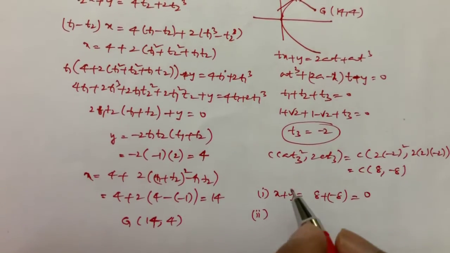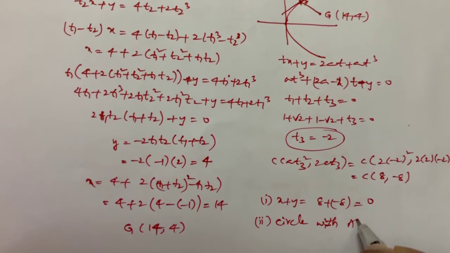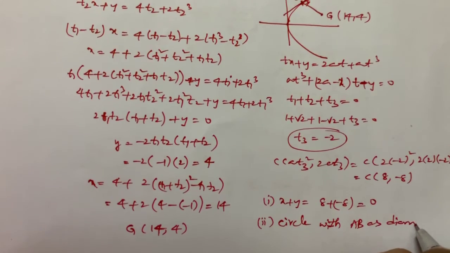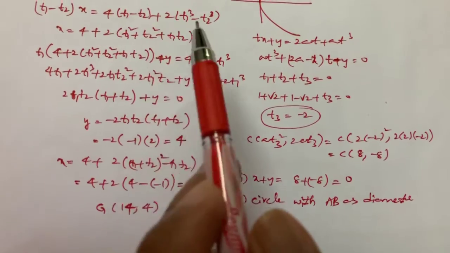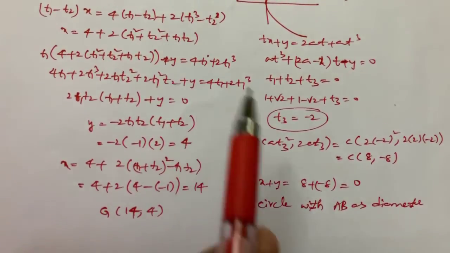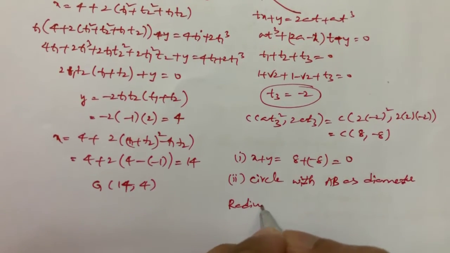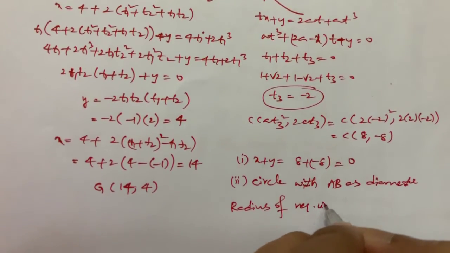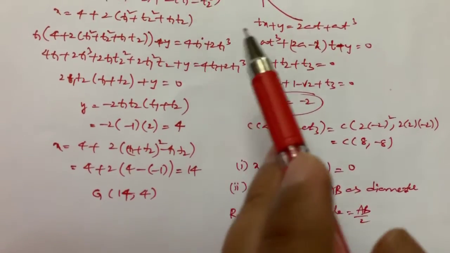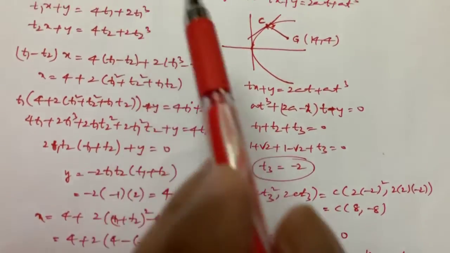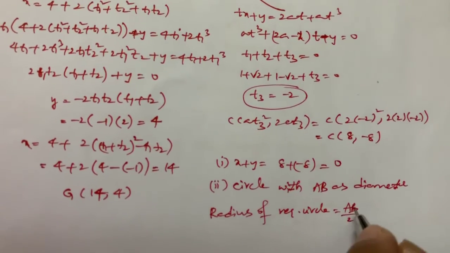So the minimum radius of the circle is nothing but the circle with AB as diameter. So if I find, the radius of the circle is nothing but AB by 2. So the radius of the required circle is AB by 2. So AB we have to calculate. We have A and B clearly, so if I use A and B, I can find this distance.